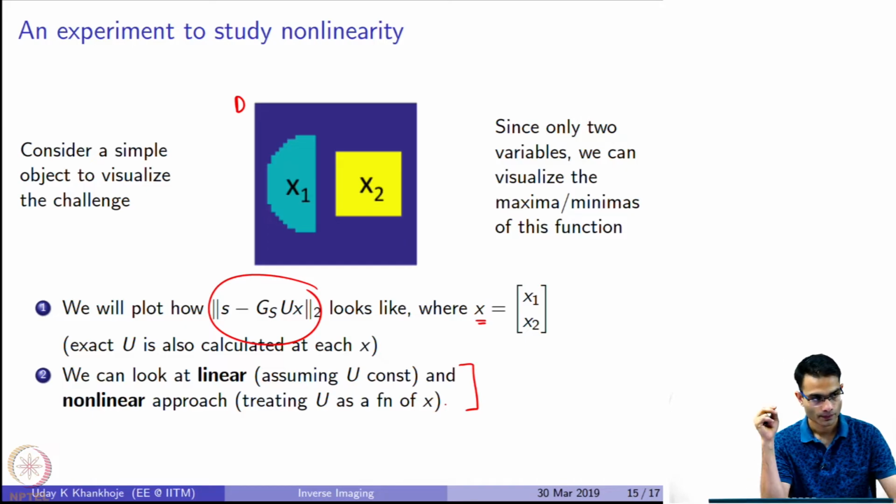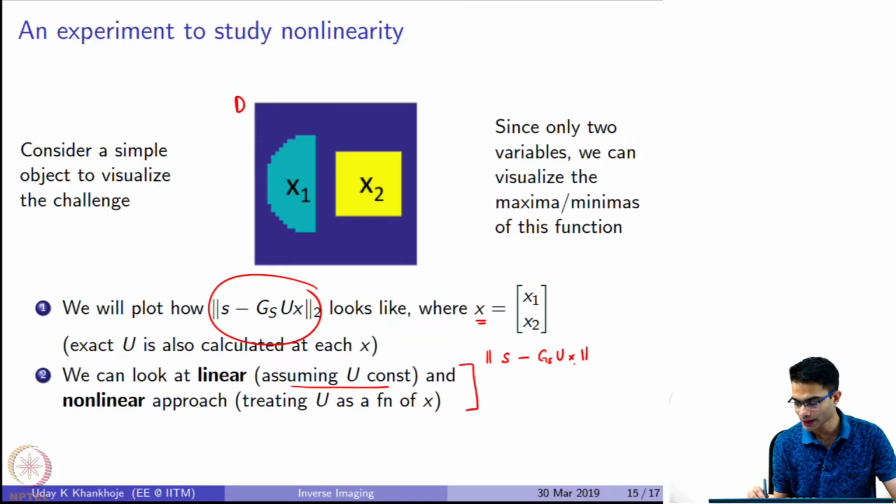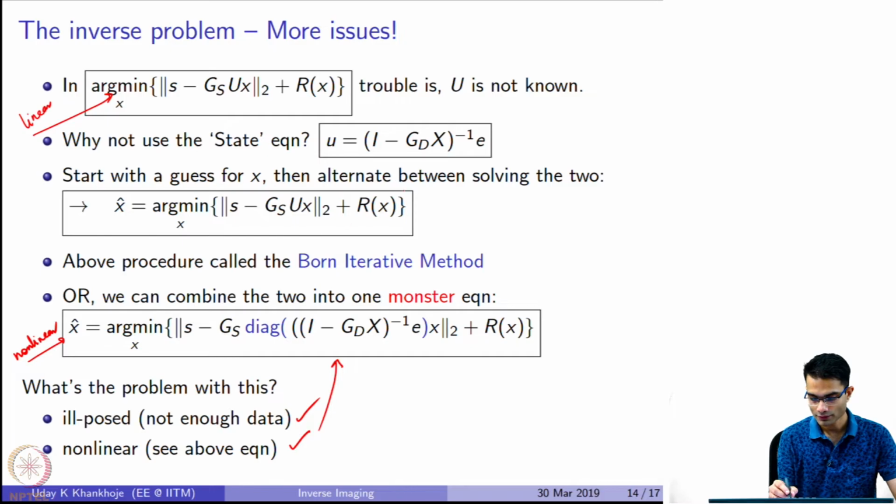All right. So, I am saying assuming u is constant, that means my gradient, I am taking the gradient of s minus gs ux. That means u is constant. So, when I take the gradient, only the x dependent terms are this guy. Okay. And non-linear means over here, u is a function of x.